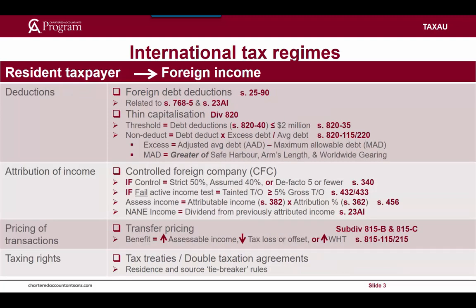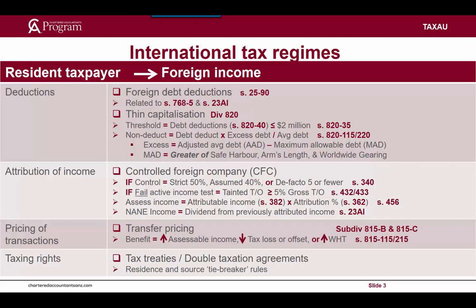International tax rules can also impact the deductibility of expenditure for resident taxpayers. A taxpayer is not entitled to a deduction under Section 8-1 for expenditure incurred in deriving non-assessable, non-exempt, NANE, or exempt income. However, Section 25-90 allows a specific deduction for debt deductions incurred in relation to NANE income under Section 768-5, the foreign equity participation exemption, and under 23AI, the previously attributed CFC income exemption.